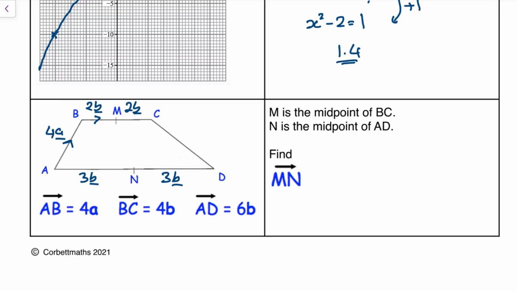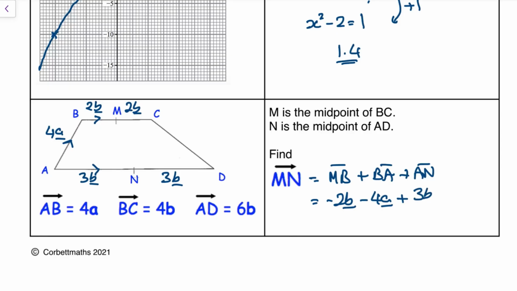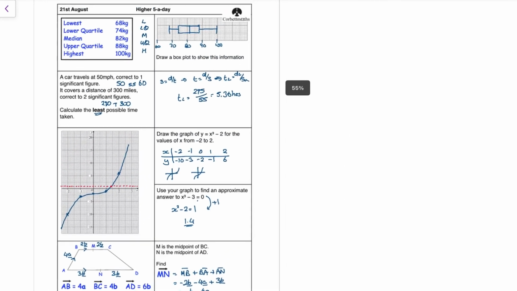Now you can either go M to C and C to D and D to N, or as I'm going to, you can do M to B plus B to A plus A to N. So I'm basically writing down my route to get there. M to B is going against the arrow, so it's minus 2b. B to A is going against the arrow, so it's minus 4a. And then A to N is going with the arrow, which is 3b. And so therefore that's going to net out at b minus 4a. And that is my final answer.